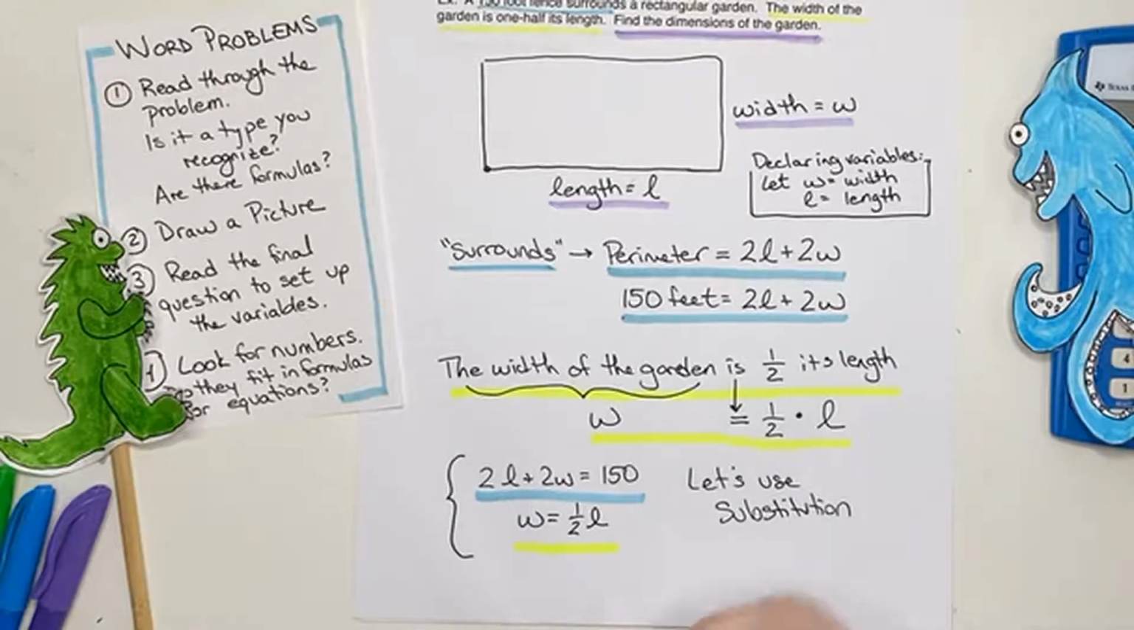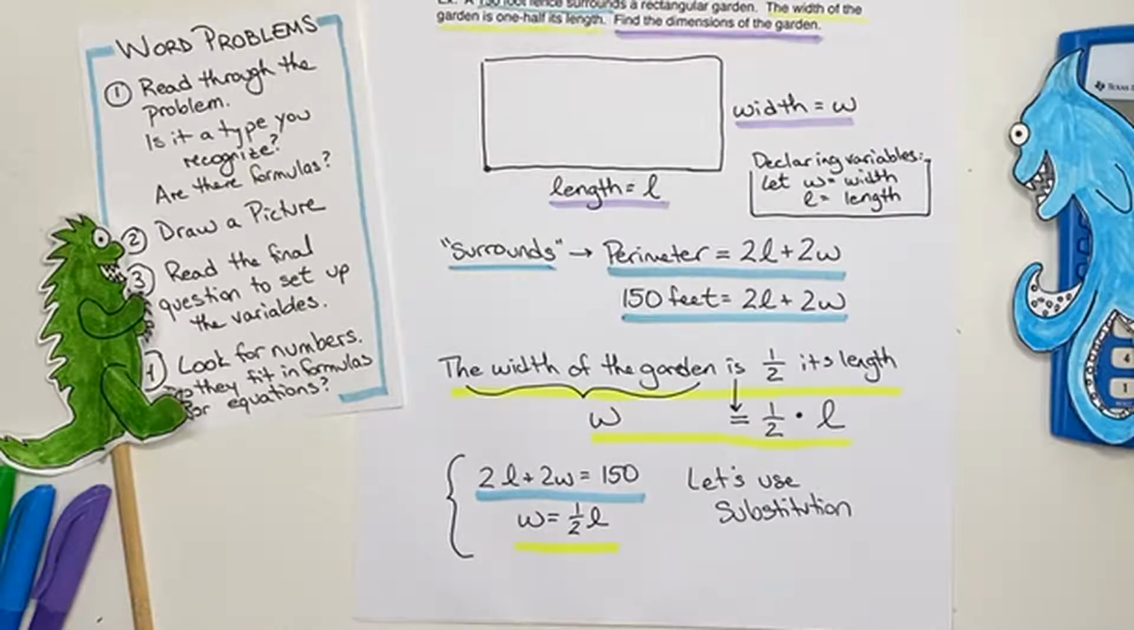Why did I choose substitution? Well, in this case, I've got one variable written out in terms of another variable. When you have the variables separated like this, they're not both on the same side. That's usually an indication that substitution is a good choice.